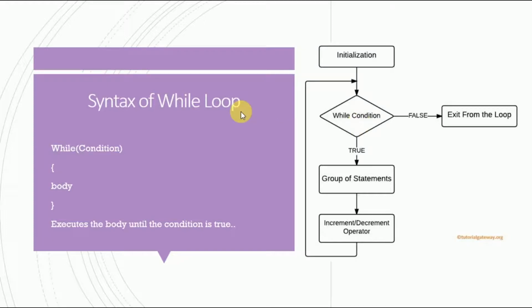Here is the syntax of while loop: the keyword while, then in the round brackets we put the condition, and then in the curly brackets there is the body. After the initialization, the while condition is checked, and if the condition is true, the body of the while executes, and then once again the condition is checked. This process continues until the condition is false. If the condition is false, the control will exit the loop.